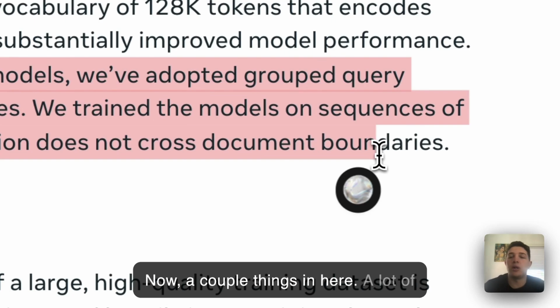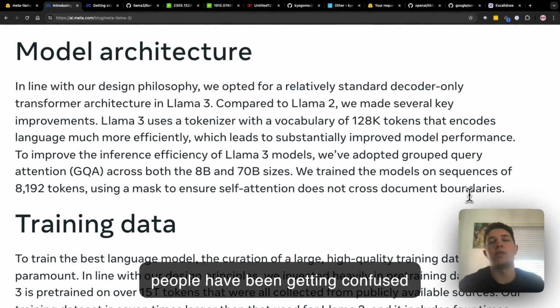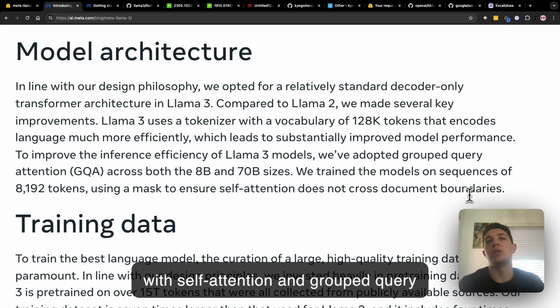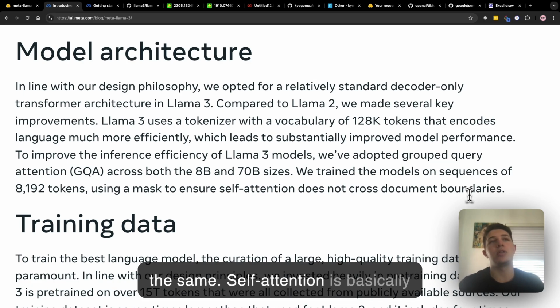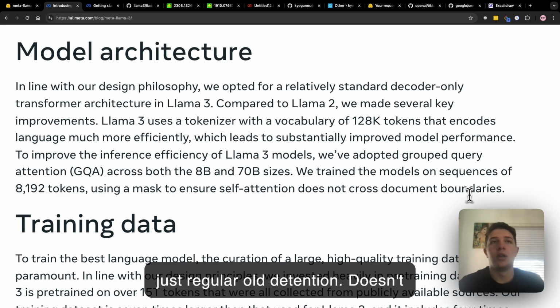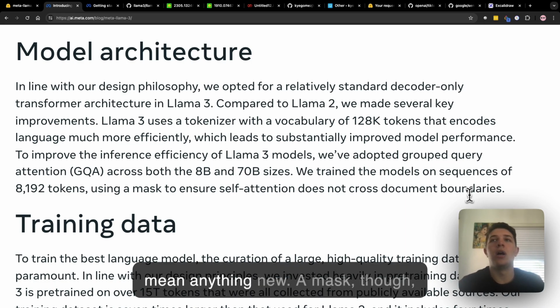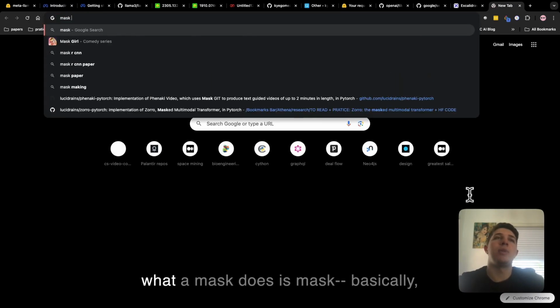Now, a couple of things in here. A lot of people have been getting confused between self-attention and grouped query attention. Self-attention is basically just regular old attention. It doesn't mean anything new. A mask, though, what a mask does is mask.